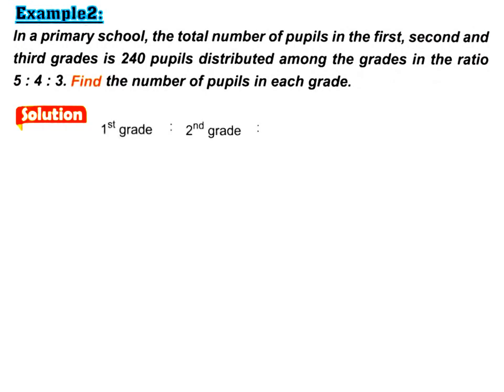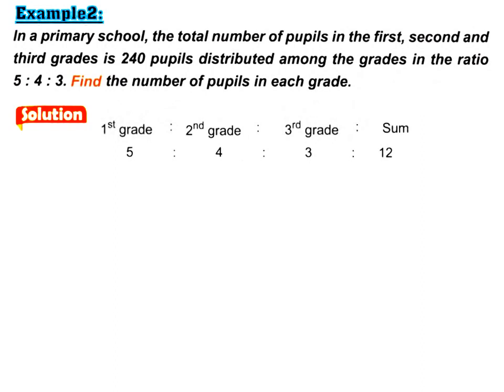Okay, as he gave me the total number of pupils, 240, I will put it as the fourth term, the sum. So the ratio of the first grade to the second grade to the third grade equals 5 to 4 to 3. The first takes ratio 5, the second grade takes ratio 4 and the third grade takes ratio 3. The sum of 5 plus 4 plus 3: 5 plus 4 is 9, 9 plus 3 equals 12. So I will put 12 under the term of sum.